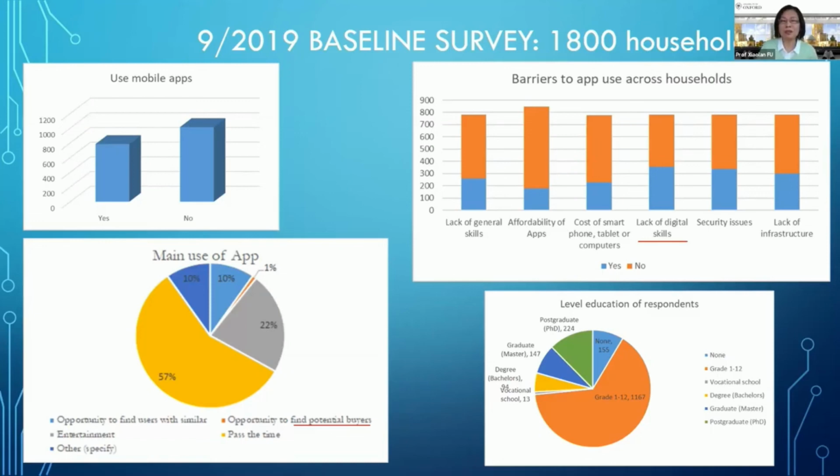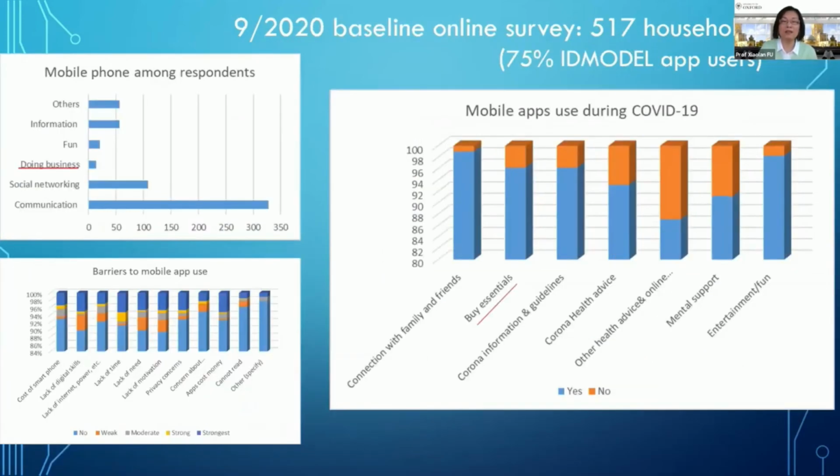Okay. So we see the barriers in Bangladesh. Most people don't use mobile apps, and the major constraint is lack of digital skills. And only 1% of the people surveyed say they use this app to find potential buyers. And even the second survey also finds very few people use the app to do business.